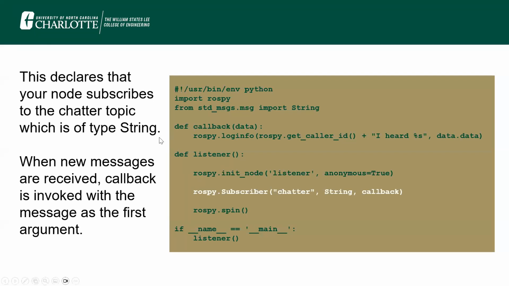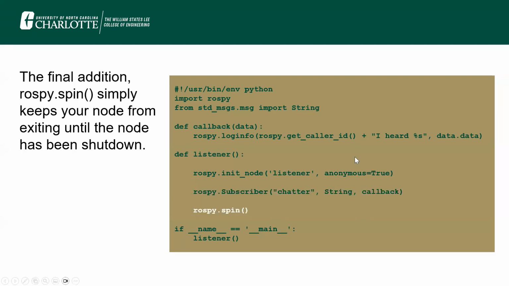So this function at the very top that says definition callback data will be called every time we get new data on the chatter topic. And then all we're doing here is just logging it to the terminal, so we'll print it all out every time we see new data. And then down here, spin keeps this code running until it's shut down.